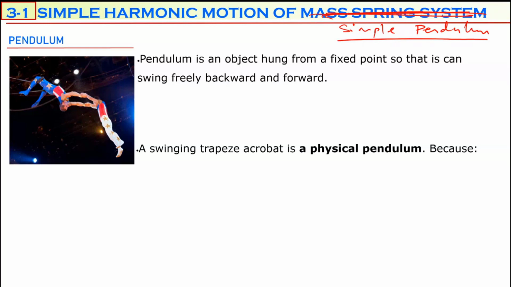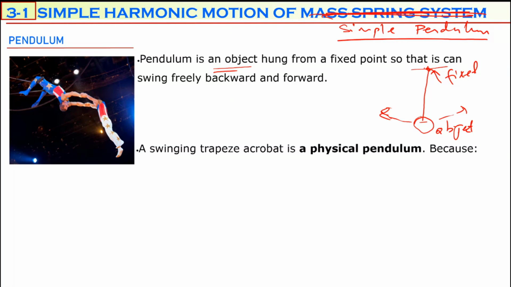What is a pendulum called? A pendulum is an object hung from a fixed point so that it can rotate and swing freely backward and forward. You are going to suspend an object from a fixed point. This is the fixed point, and this is the object. And you are going to swing it. It will start vibrating, swinging between two extreme points. So this system is known as a pendulum.